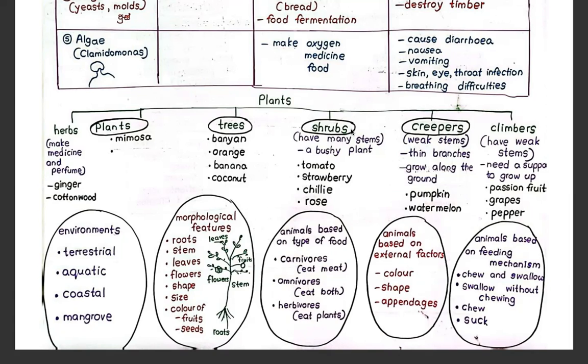Podi kandan tiyanava, chudi kandan tiyanava, godak. And it's a bushy plant. Bush ekata hadenne shrubs. So what are the shrubs you know? Tomato, strawberry, chili, and rose. We have four different types of shrubs: tomato, strawberry, chili, and rose.